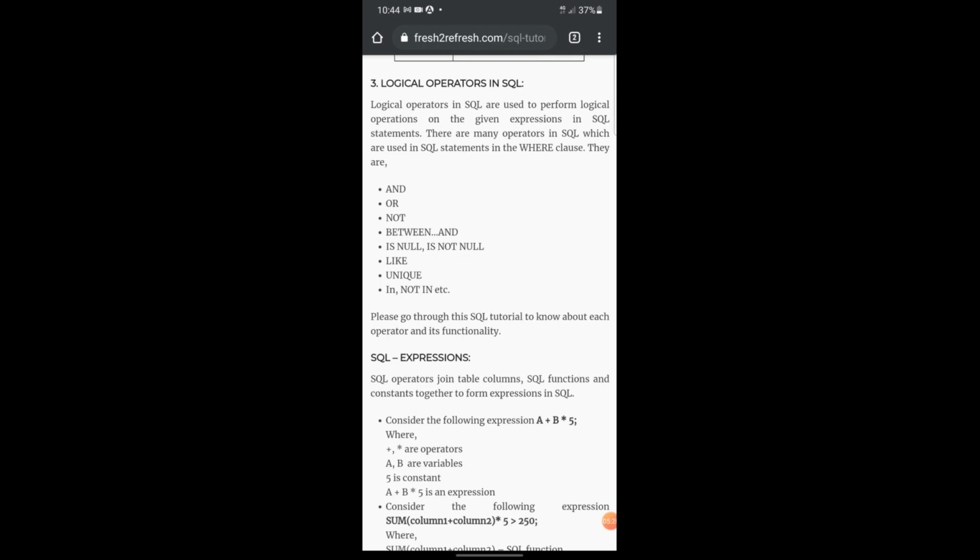So this was all about operators, the types of operators, and some of the important operators that will subsequently be needed while performing SQL operations. Okay, so this was all about today's class.